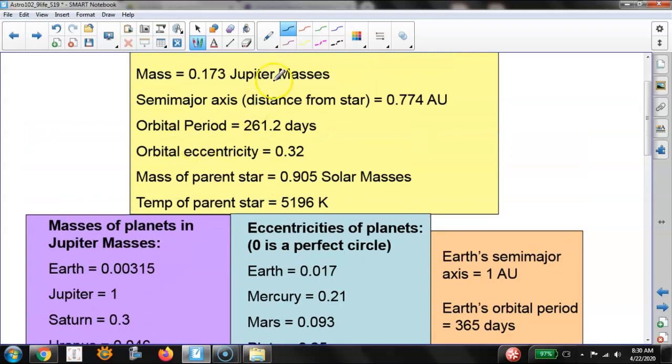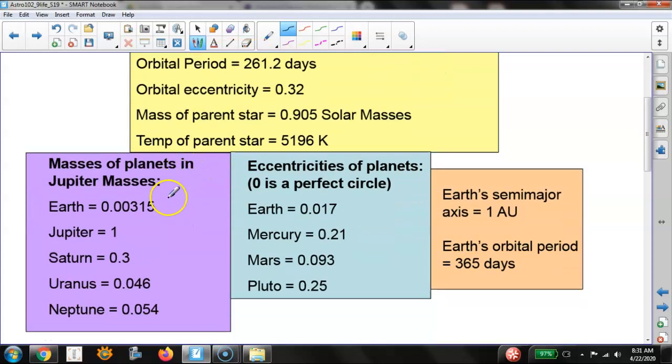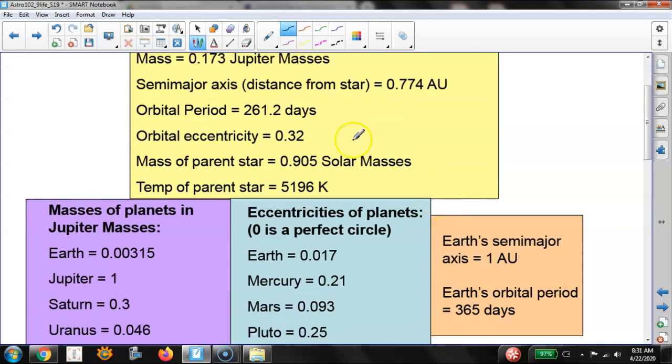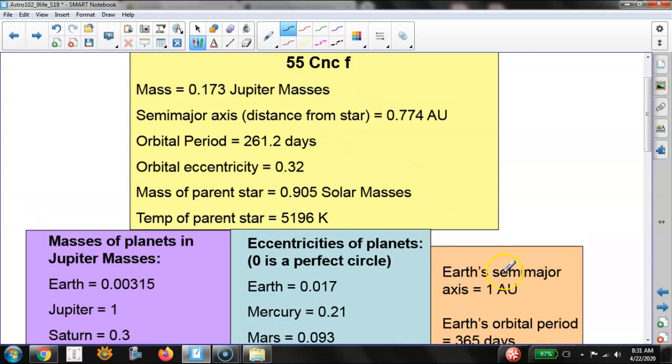Because the mass of this planet is in Jupiter masses, that's kind of a weird unit. How do we compare? There's Earth and Jupiter masses, and some of the gas giants in Jupiter masses, so you can compare. Here are the eccentricities. Okay, that's how elongated. Remember I said Earth is close to a perfect circle? There it is. How does that compare to your planet? And then also the semi-major axis and the orbit. So you can compare and say, because the questions will ask you, how does this compare to Earth? So here's the information that you'll need to answer those questions.